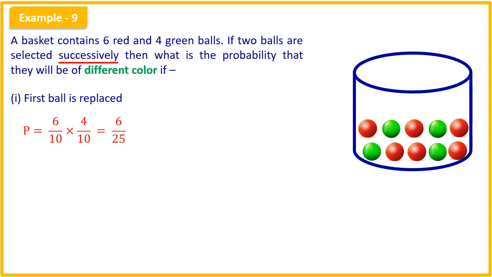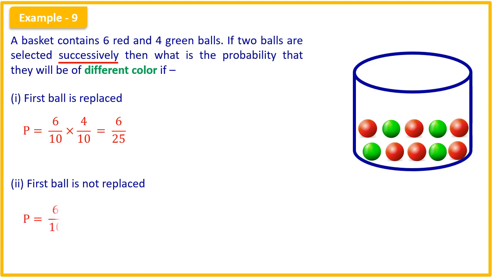Second condition, that they are picked successively and they will be of different color if the first ball is not replaced back. Means we have taken the first ball, seen the color and kept it aside. We are not putting it back in the basket.